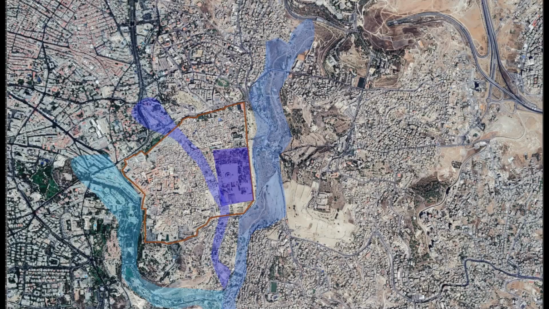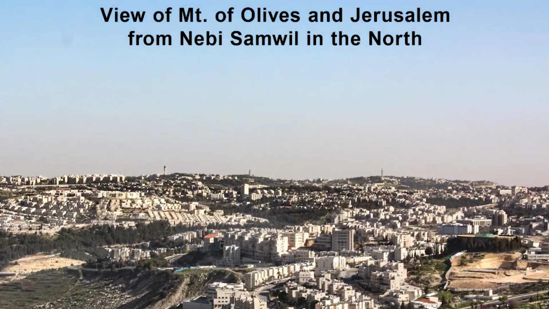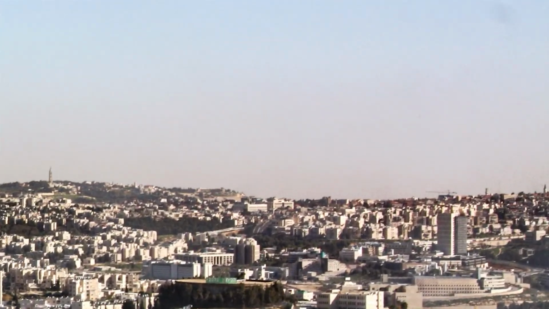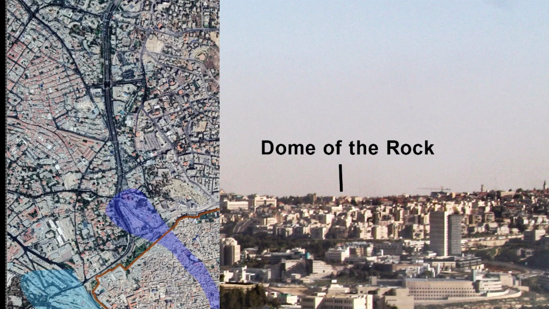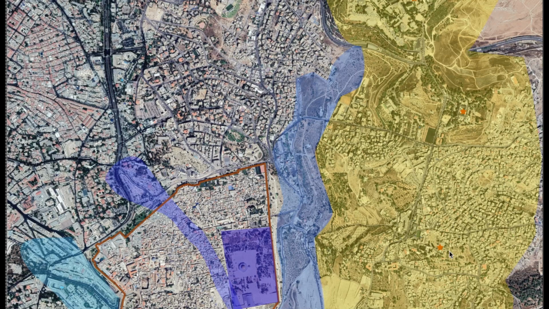We also have the Mount of Olives, which is roughly this yellowish area here. If you've been to the area of Jerusalem, you have likely seen these three towers that I'm marking on top of the Mount of Olives, visible from many areas in the region. The Hebrew University Water Tower, the Augusta Victoria Tower, and the Russian Orthodox Bell Tower. Those aren't really relevant to our story, but if you've seen them, they are a very memorable landmark for recognizing the Mount of Olives. So we have our valleys, we have a mountain.